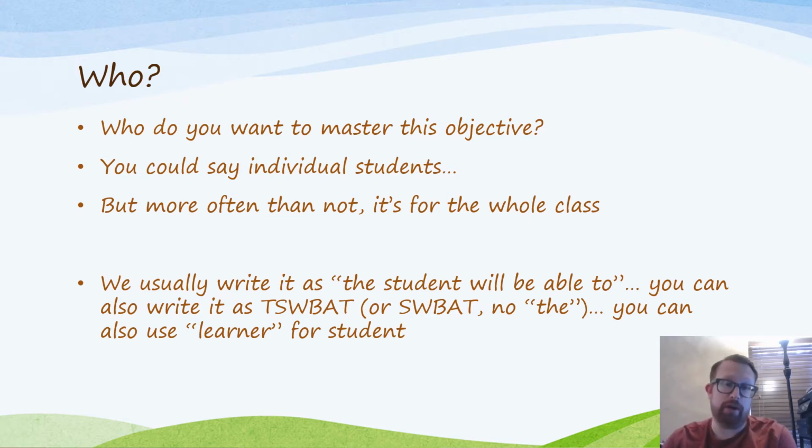And when you do this, you would write it as the student will be able to, or the learner will be able to, whatever you feel more comfortable with. There's multiple ways to write the who part of this. One that we usually always use in the educational world is the TSWBAT, or the student will be able to, or you can drop off the T at the front for SWBAT. You can also replace that student with learner, however you want to do this, okay? Usually I myself write it out, but you may be more comfortable writing it like that.